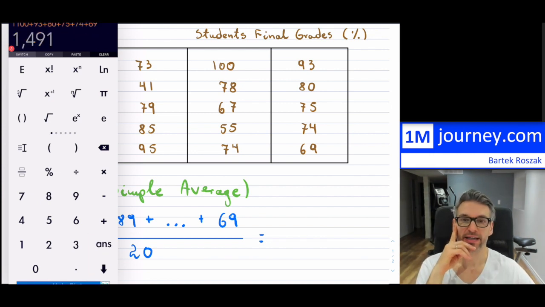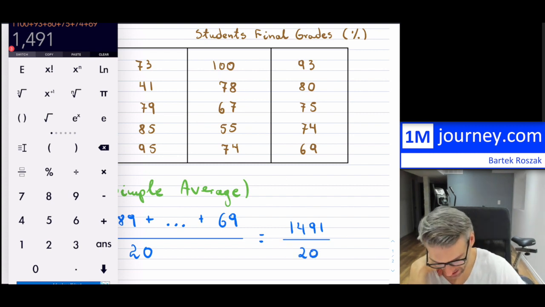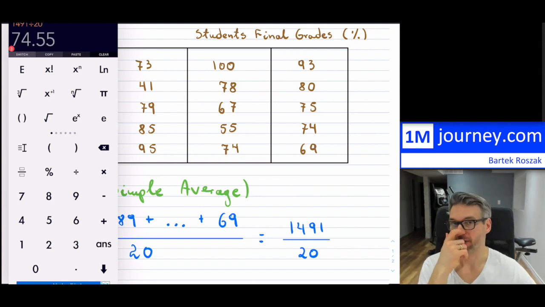So my addition gives me the value of 1,491, and now divided by 20. So if I take my answer and then divide it by 20, I'm going to get what my average is.